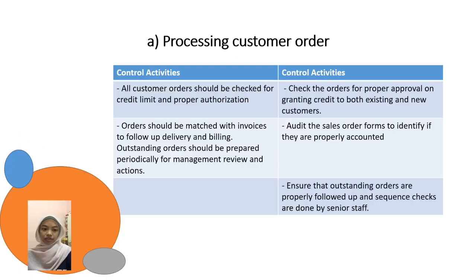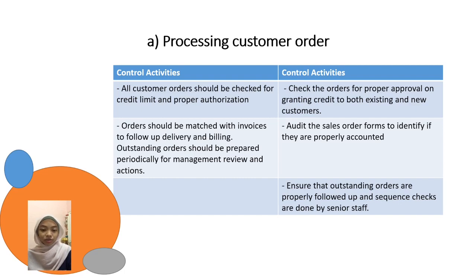The first function is processing customer orders. In the control activities, all customer orders should be checked for credit limit and proper authorization. This means if any credit limit is exceeded, a special order is needed. After that, the orders should be matched with invoices to follow up delivery and billing. All the outstanding orders should be prepared periodically for management review and action.